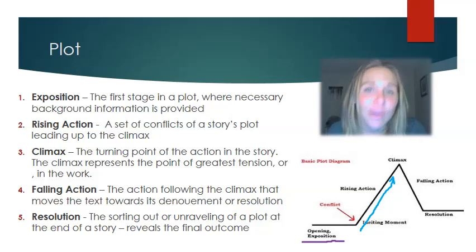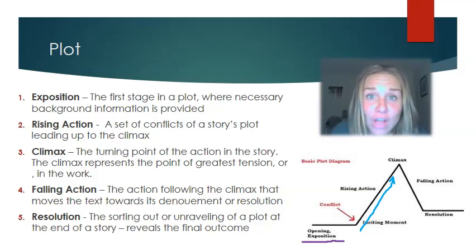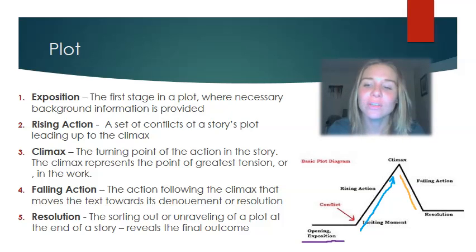Next, we have the falling action, and the falling action is the action following the climax that moves the text towards its denouement or resolution. The falling action is everything that happens after the climax. It's generally going to be where all of our loose ends are going to get tied up, and we start to discover the answers to a lot of the questions that we had as we read.